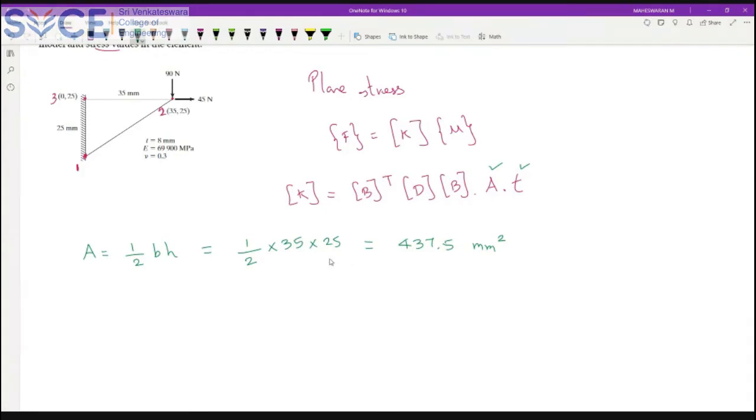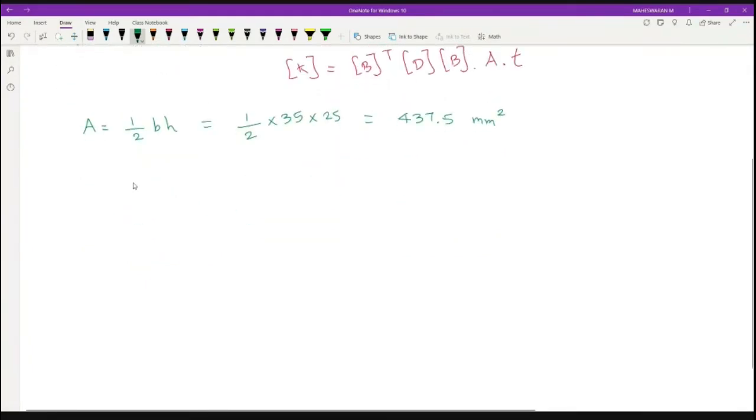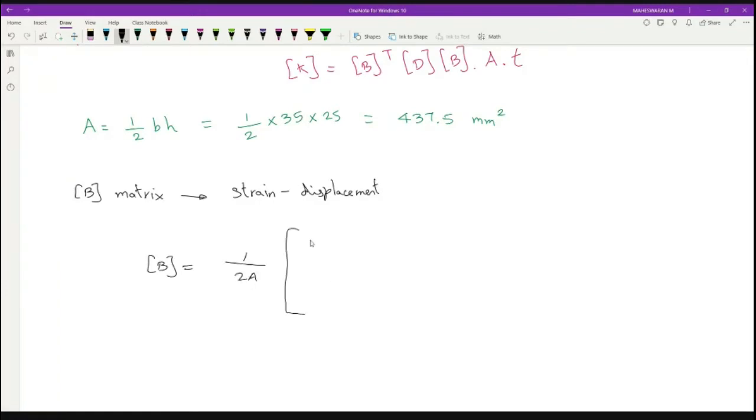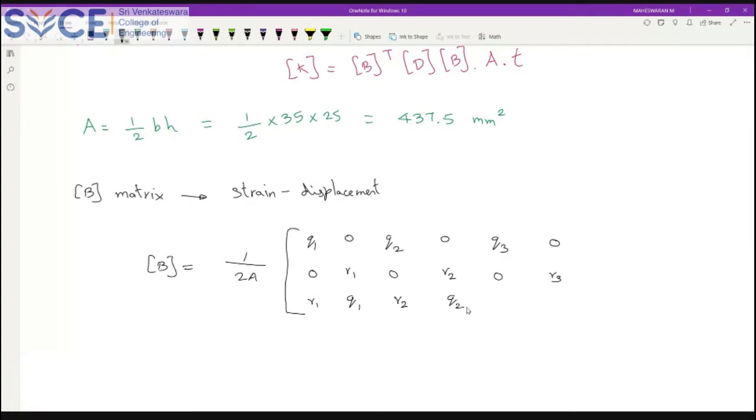Now we have to identify the B matrix first, and then we'll go for the D matrix. As we discussed earlier, the B matrix is the strain displacement matrix. You know the formula: B is 1 by 2A times the matrix with rows Q1, 0, Q2, 0, Q3, 0; 0, R1, 0, R2, 0, R3; and R1, Q1, R2, Q2, R3, Q3. This is my B matrix.